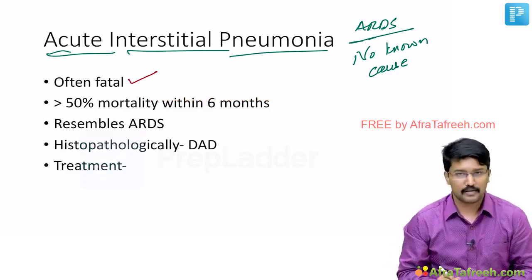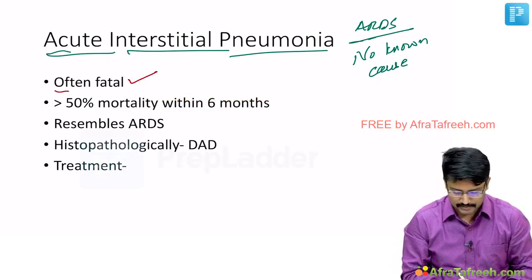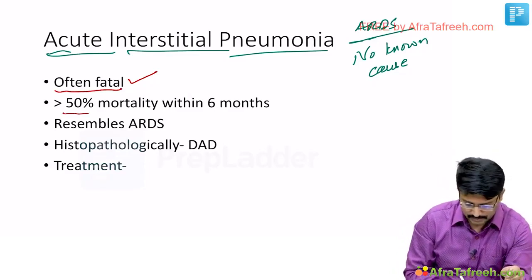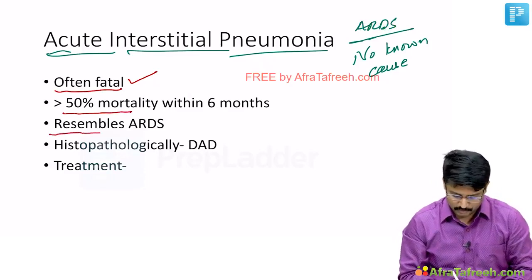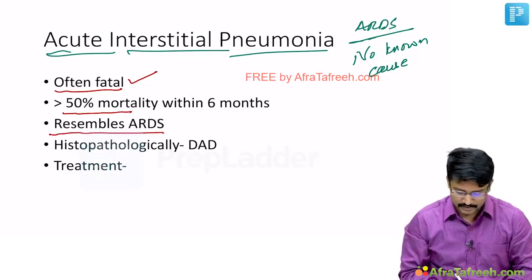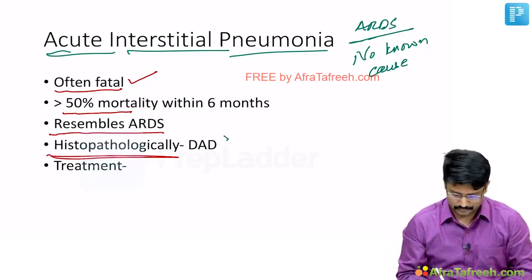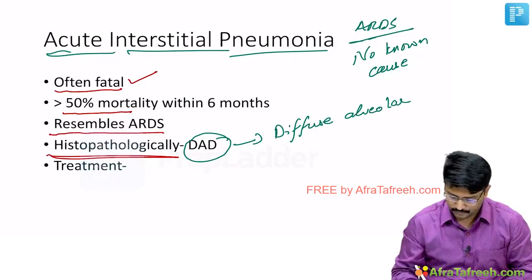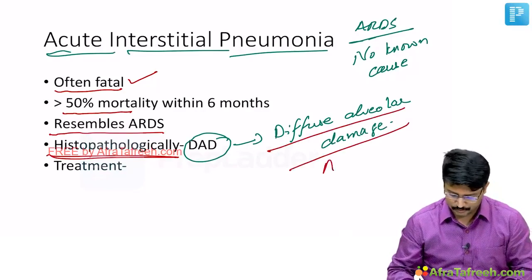This is very often fatal. As such, we don't have great prognosis in patients with ARDS. Hence, this is often fatal. The 6-month survival is less than 50%. So, the mortality at 6 months is more than 50%. The point I already made, it resembles ARDS, and the histopathological pattern that we see in these patients is DAD, or diffuse alveolar damage. That is exactly what we see in patients with ARDS too.